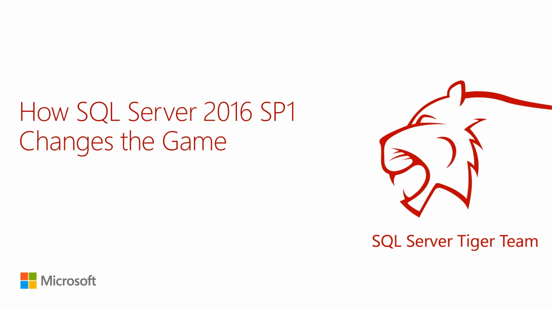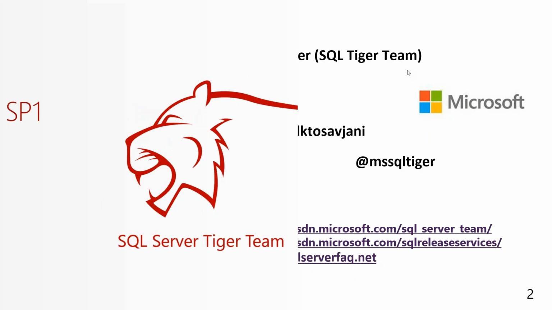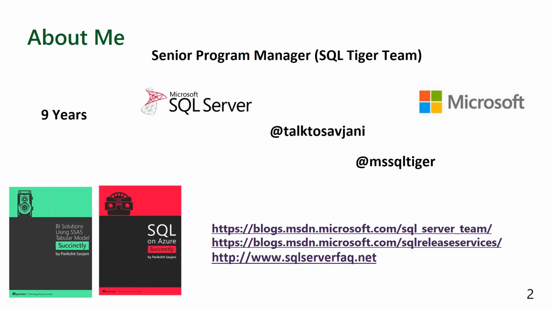Before I move on, a quick introduction about me. My name is Parikshit, or you can call me Parik. I'm a senior program manager with the SQL Server Tiger team in my current role. It has been 9 years for me working with Microsoft and with SQL Server. I've also authored a couple of books on SQL Server, one of which is SQL on Azure, and one is on the SSAS Tabular model, both of which are published by Syncfusion.